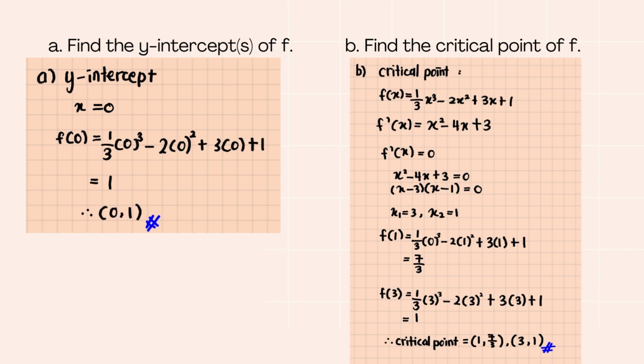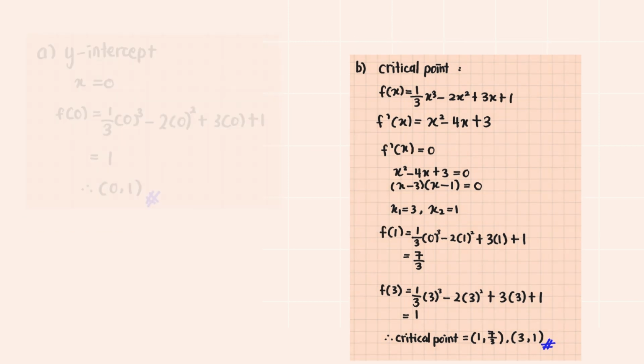Second, we need to find the intervals of increasing and decreasing. So, how to find it? The first step, we have to find the critical points by differentiating the f(x) function, and after that we set it equal to 0. And we will get the critical values, which are 3 and 1. Next, we can find the critical points by substituting the critical values into the original function. And we will get the critical points, which are (1, 7/3) and (3, 1).